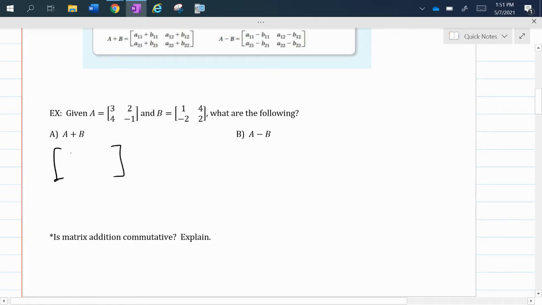So I'm going to say that 3 plus 1 is 4. 2 plus 4 is 6. 4 plus negative 2 is 2. And negative 1 plus 2 is 1.